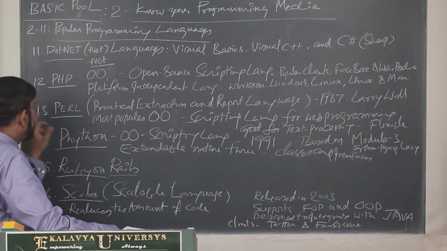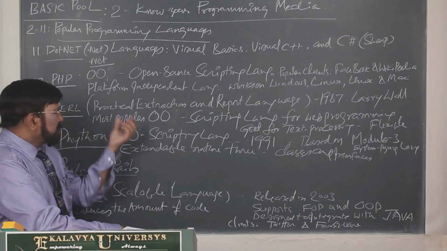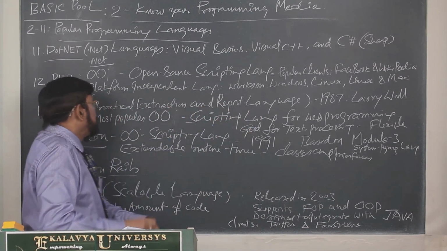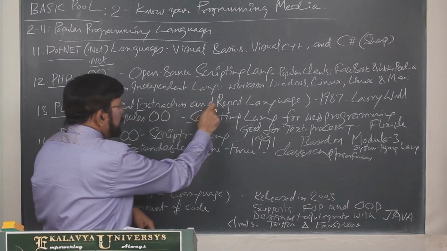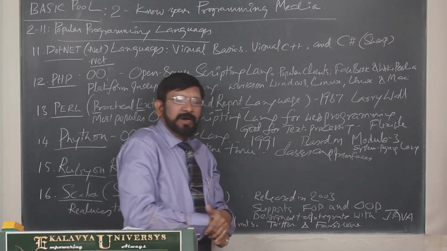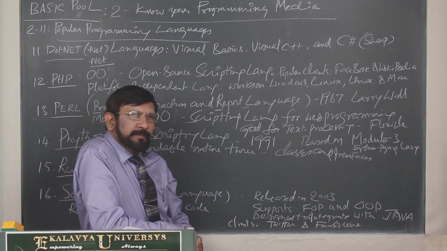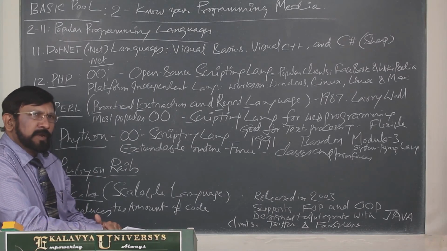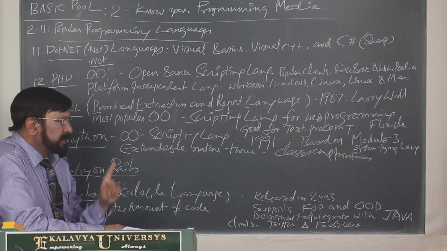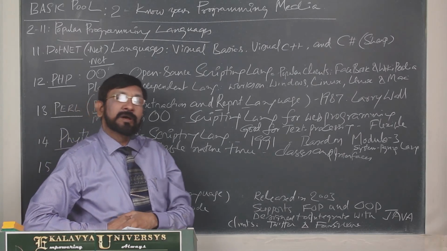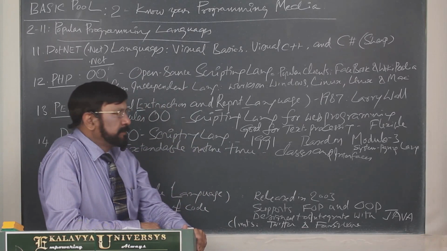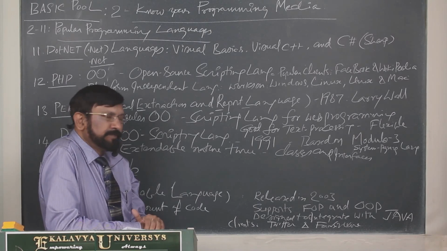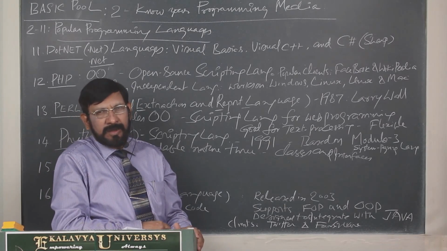Thereafter, Perl. The complete form is Practical Extraction and Report Language. It was developed in 1987 by Larry Wall, and this is a most popular object-oriented scripting language. It is useful for web programming, very efficient for text processing, and it is a very flexible language.